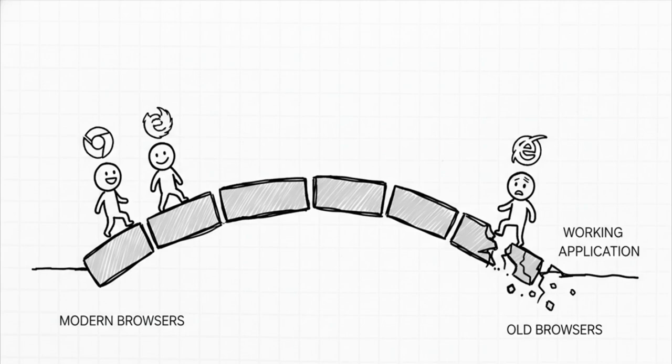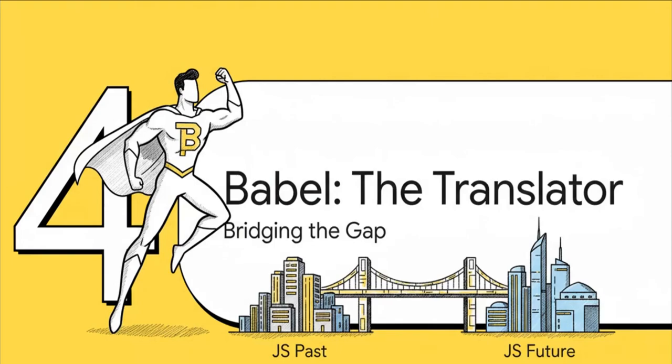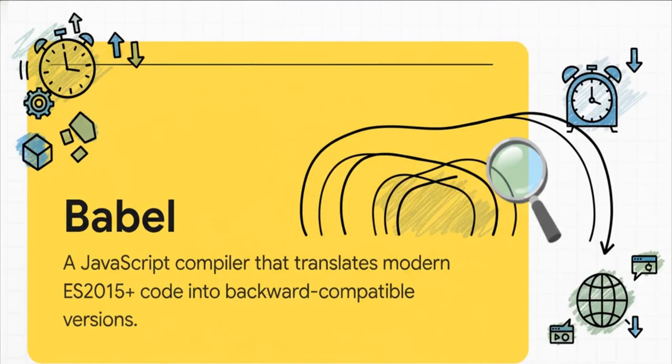So how are we supposed to use all these great modern features without leaving people behind? Well, this is where the hero of our story finally makes its entrance. This is the tool that solves that great divide between JavaScript's past and its future. Okay, so Babel is a JavaScript compiler, but its job isn't what you might think. It's not turning your code into machine code. No, its job is to be a time traveler. It takes your modern, shiny, cutting-edge JavaScript and it translates it into an older, universally understood version that can run on pretty much any browser out there.